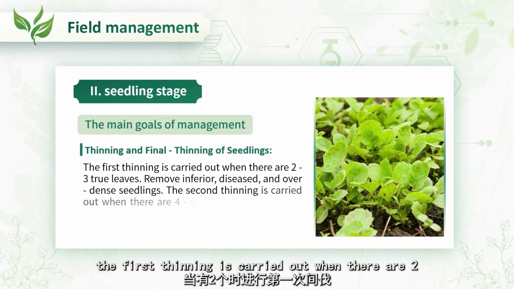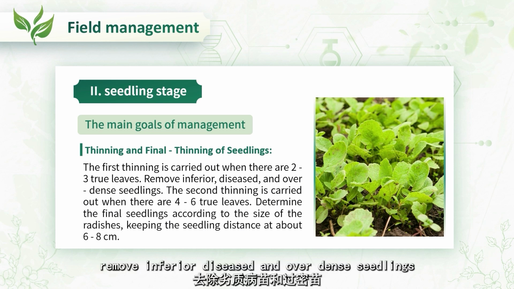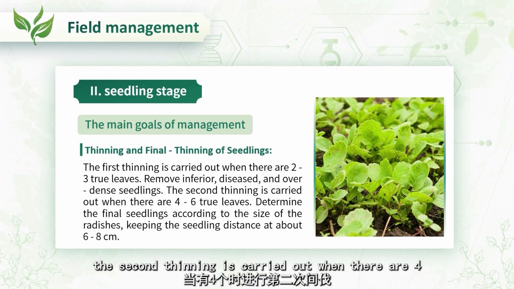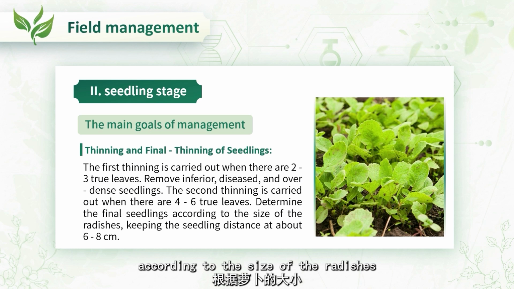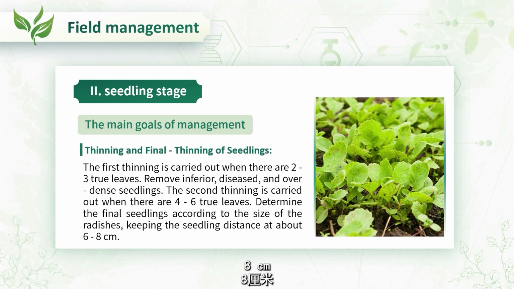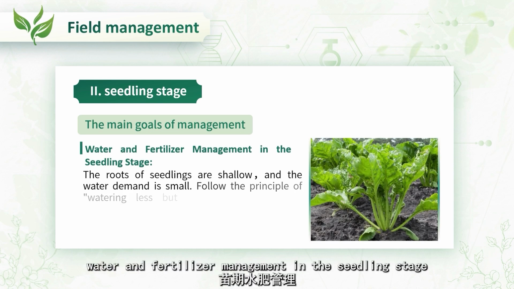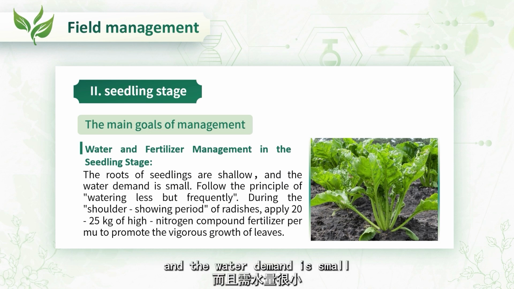The first thinning is carried out when there are 2-3 true leaves. Remove inferior, diseased, and over-dense seedlings. The second thinning is carried out when there are 4-6 true leaves. Determine the final seedlings according to the size of the radishes, keeping the seedling distance at about 6-8 cm. Water and fertilizer management in the seedling stage. The roots of seedlings are shallow, and the water demand is small.